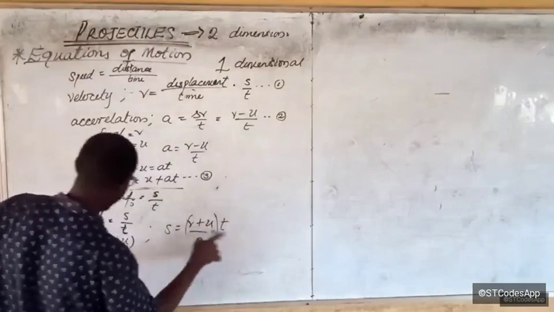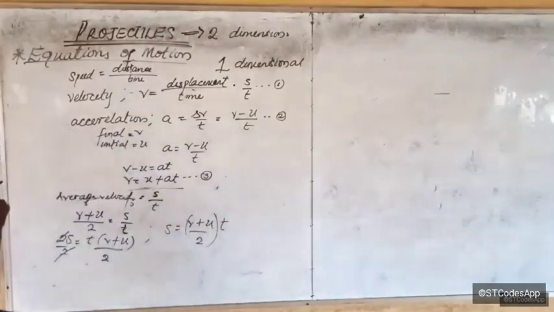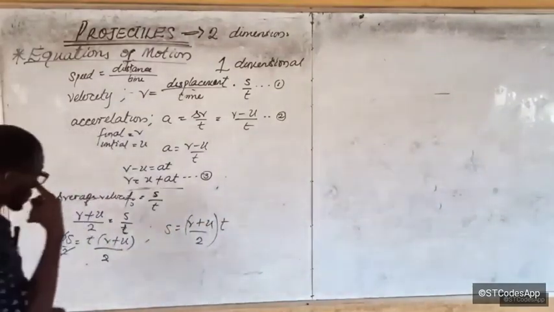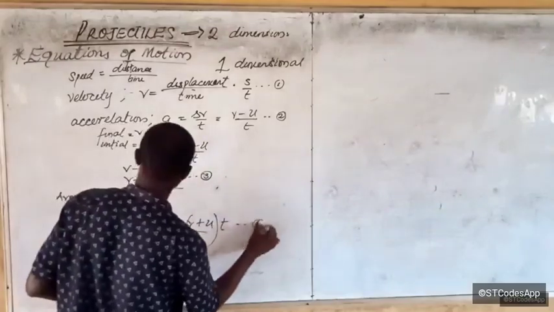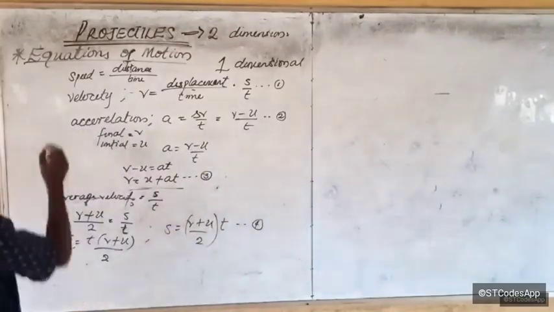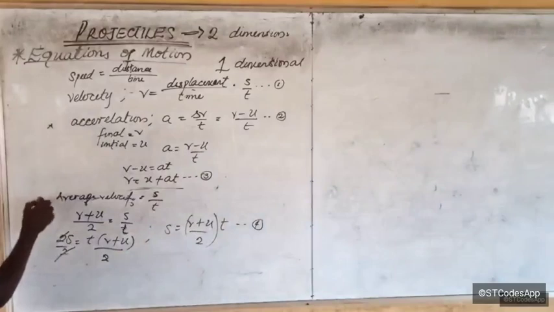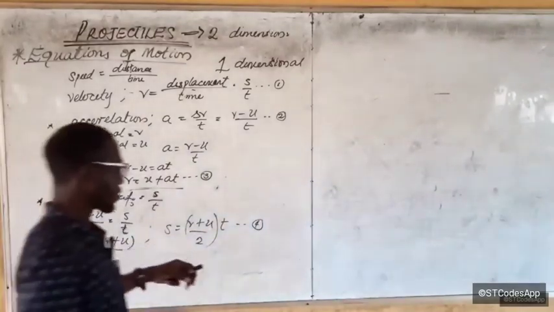Now I want to put the t outside there. So this is another equation, and this will be our equation 4. So remember where we are getting those equations from. All right? This will be our equation 4 now.